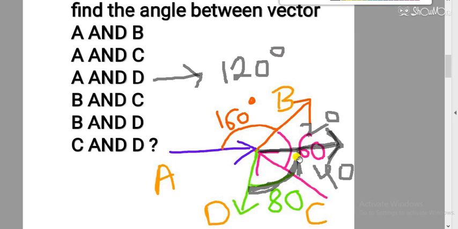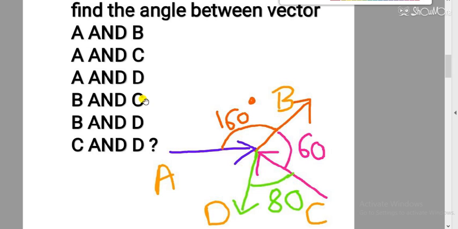Because this angle was 60, this was 20 and this was 20. So this angle that was here, I will draw it. Wait a minute. So this angle will be 40. So 40 plus 80 will give me 120. So 120 is the angle between vector A and vector D. I hope it is clear, so that we can proceed.